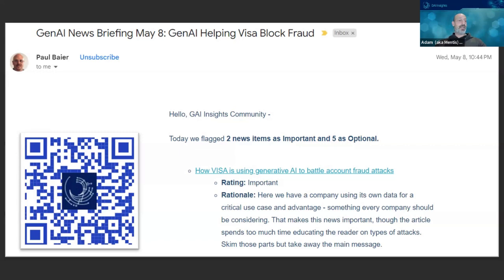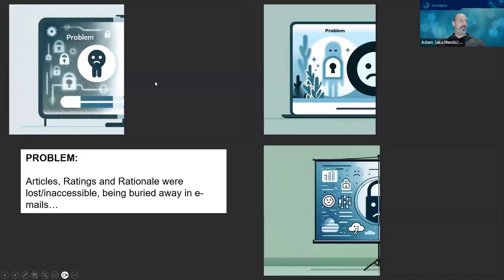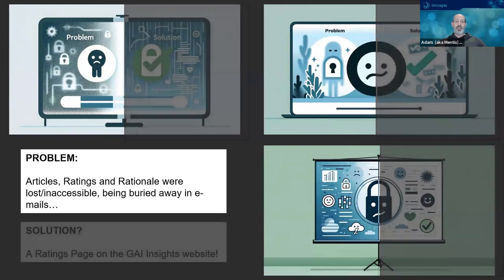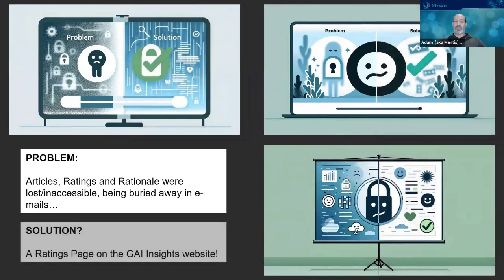So this is cool. It's amazing. It's super valuable stuff, but it actually presented a problem, we realized, because the articles, the ratings, and the rationale effectively were lost and inaccessible. If you weren't on the email list or you signed up after the fact, there was no historical record. There was no other way to get all of this information. It was basically just buried away and lost, which is really tragic because we're providing a lot of great insight and valuable information. So the solution was, as Paul showed a little earlier, the ratings page that we now have on the GAI Insights website.